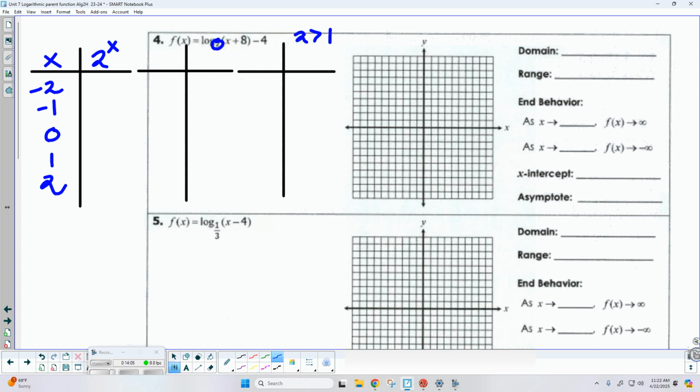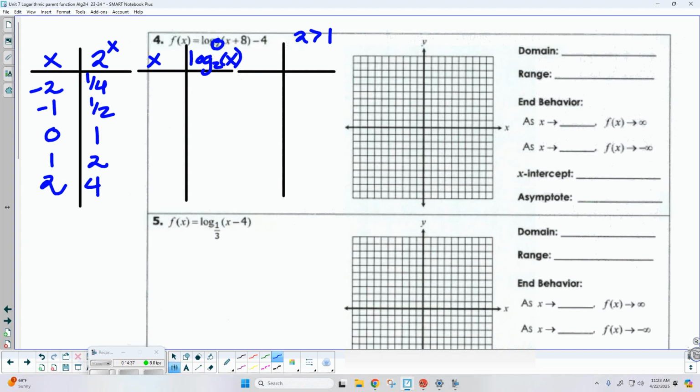All right, so 2 squared is 4, 2 to the first is 2, 2 to the 0 is 1. What's 2 to the -1? That's 1/2. And what about 2 to the -2? That's 1/4. Everybody okay where I'm getting those values from? All right. But again, we're not looking for the exponential. I want log base 2 of x. You'll notice this one right here in the middle, it's just going to be the log parent. Again, we're not worried about the transformations just yet.